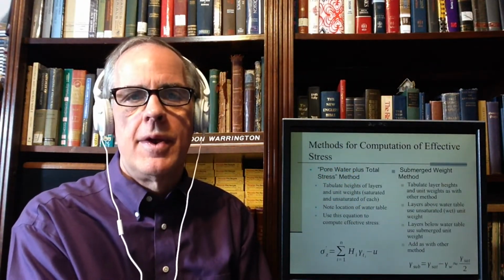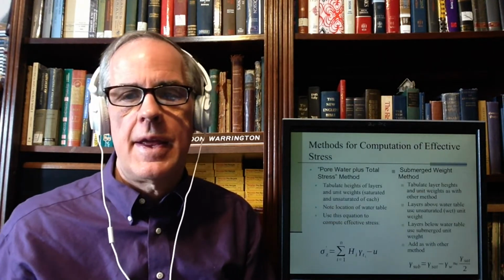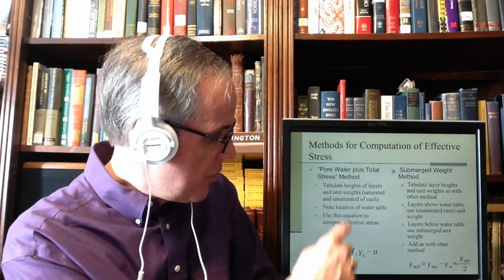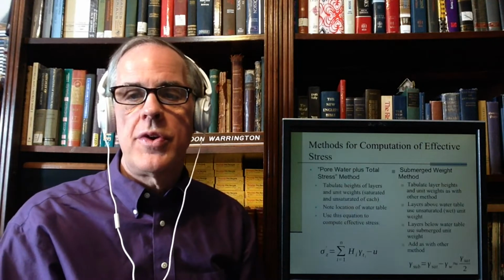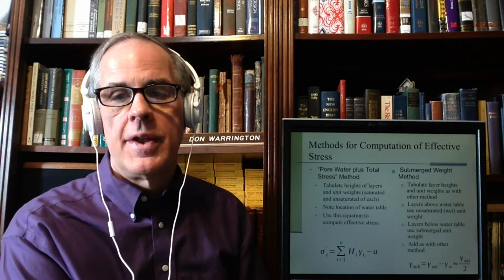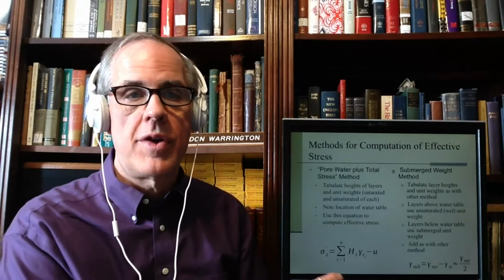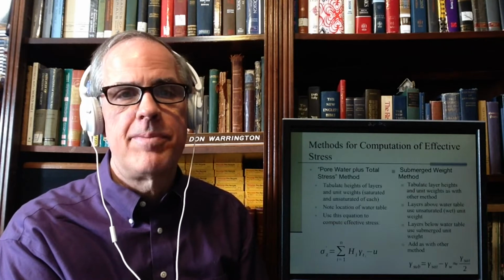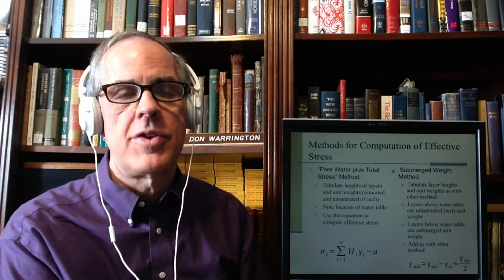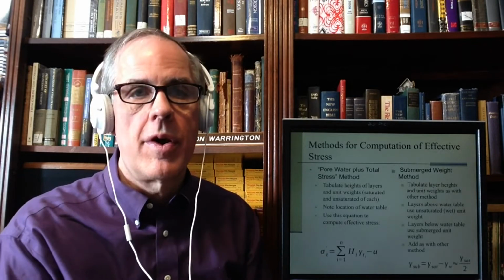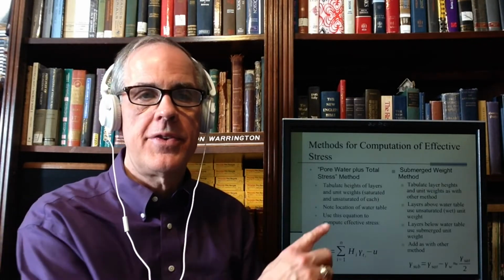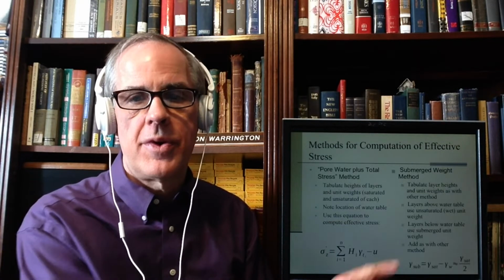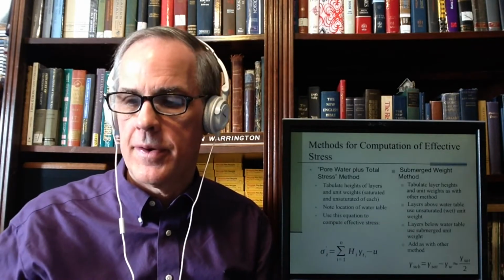I have a bad habit when I'm lecturing of getting ahead of myself on my slides, and I've done it. So this is the way you normally should do it. The way you do it is tabulate heights and layers of units, note the location of the water table, and use this to compute effective stresses. The submerged unit weight is basically the same, except that you change the unit weights rather than subtract the pore water pressure. Again, this is your preferred method. I would leave this one out until you get a little more experience.